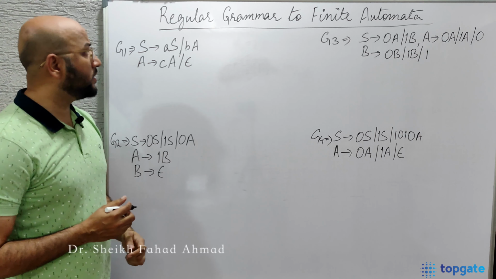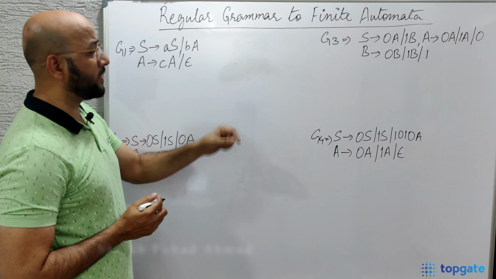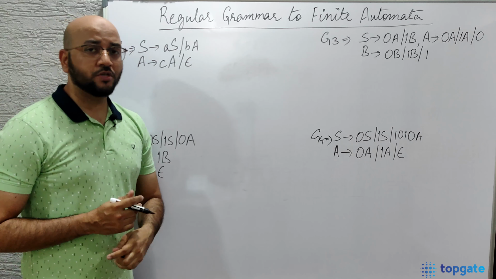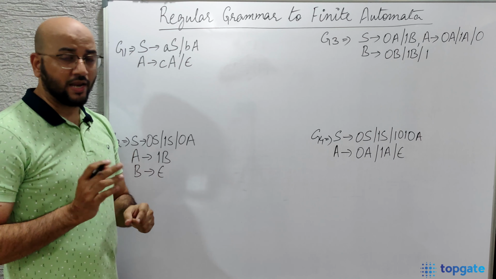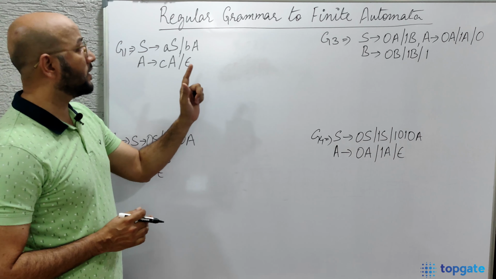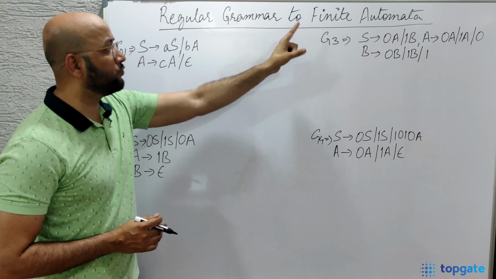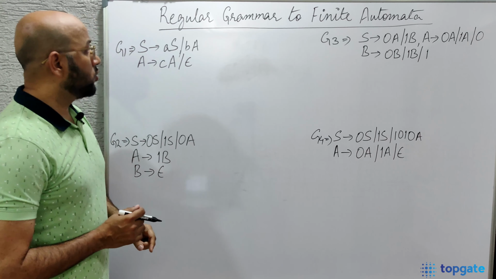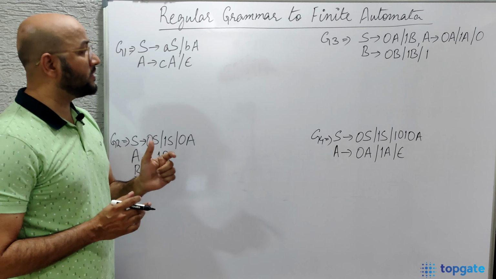In this video, we'll see the conversion of regular grammar to finite automata. So in the previous few lectures, we have seen the conversion of the grammar to the language and the conversion of the language to the grammar. In this one, we'll focus on the conversion of the regular grammar to finite automata. Clear? So first of all, let's find out what a regular grammar is.